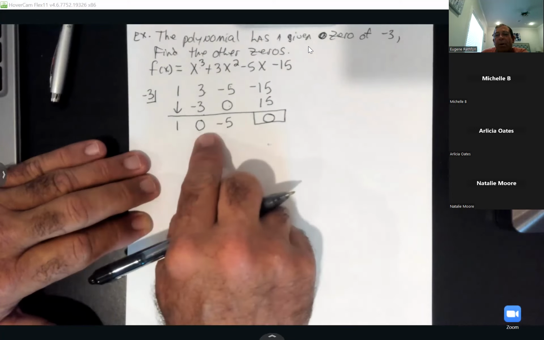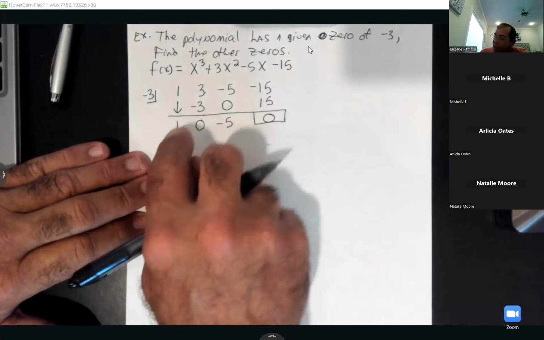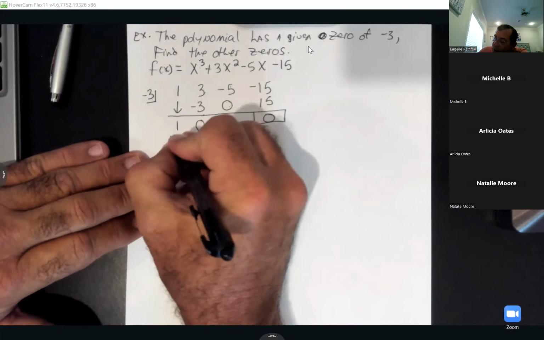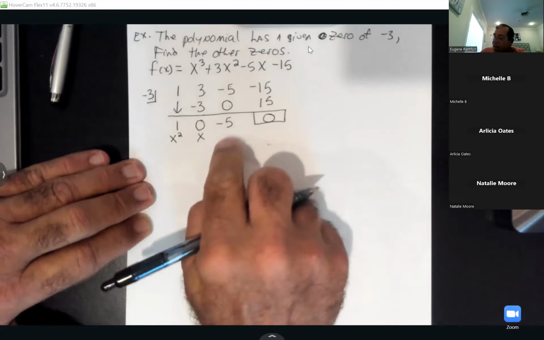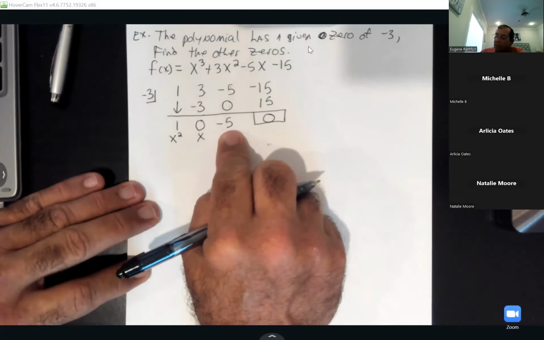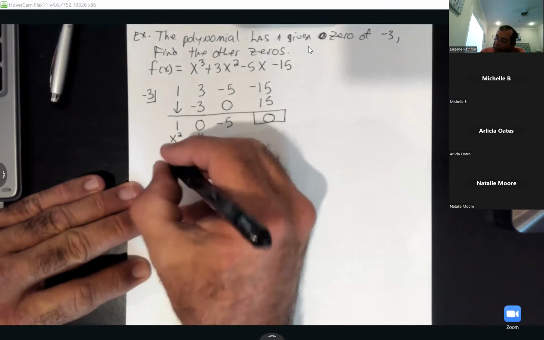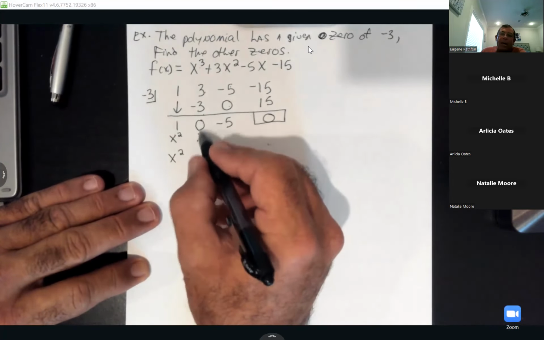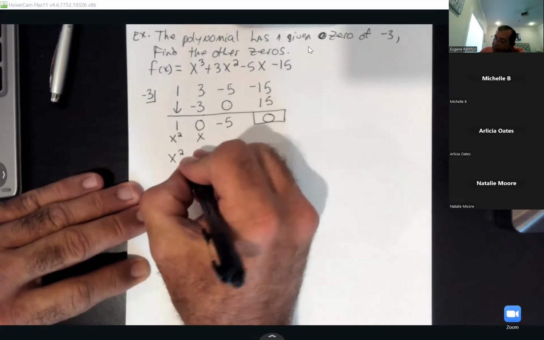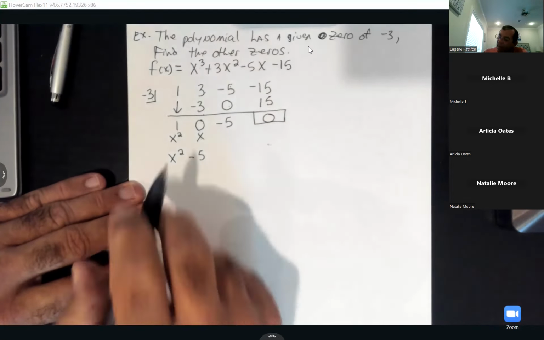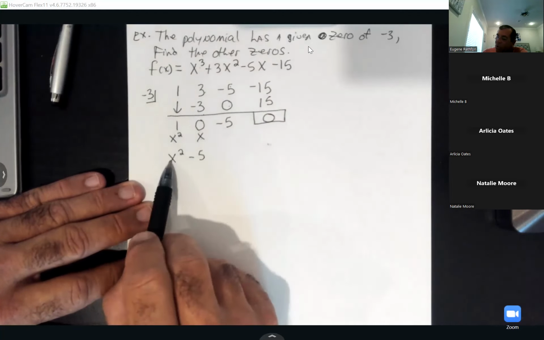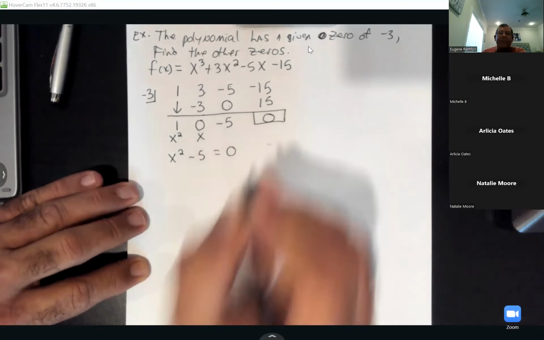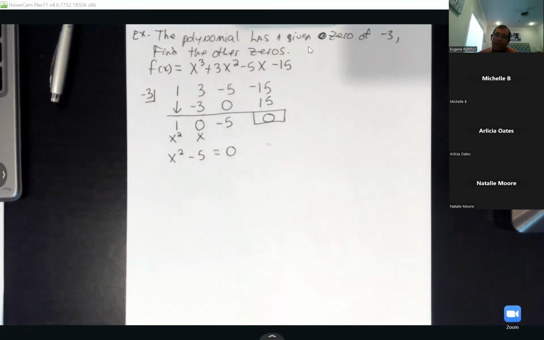So if you remember, we said this was the coefficients 1 degree less. So that means this is your x squared term, your x term, and the number. But y'all watch this. 1x squared, 0x is in the middle, so I don't got to write the x's. And then I got -5. So that's what these 3 numbers gave me: 1, 0, -5. To find my last two zeros, I'm going to set that equal to 0 and solve for my x.